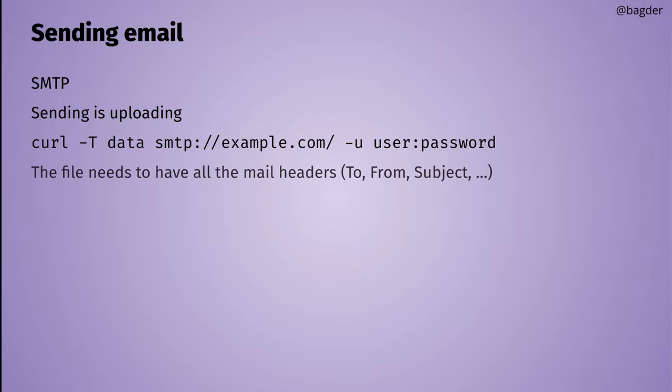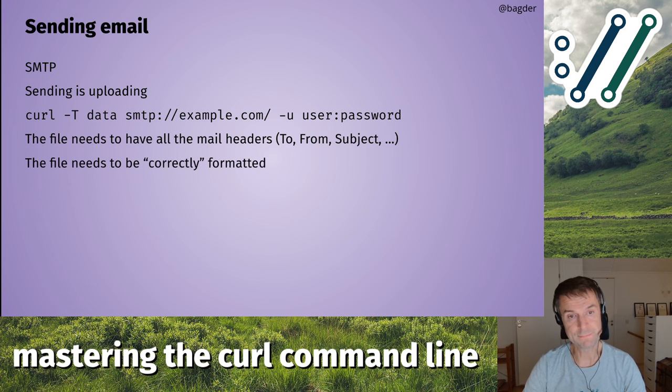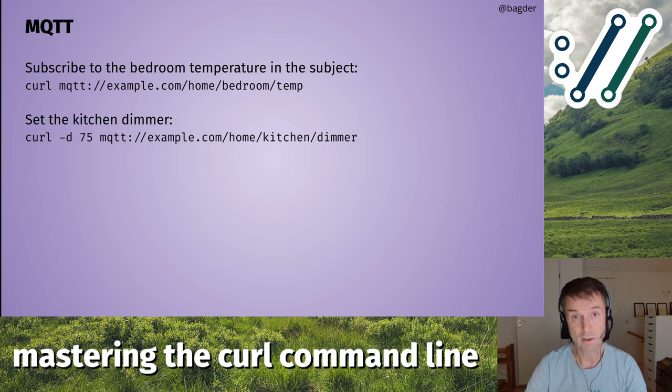In the SMTP case, you need to have that file formatted correctly and so on. So it's a little bit complicated because, as I told you a little bit before, curl doesn't actually know about content, right? So it doesn't know how to make a mail content like that. But it knows how to send the actual mail. It's a little bit complicated, but you can easily learn it. And going on further, you can do pretty much the same thing with MQTT.